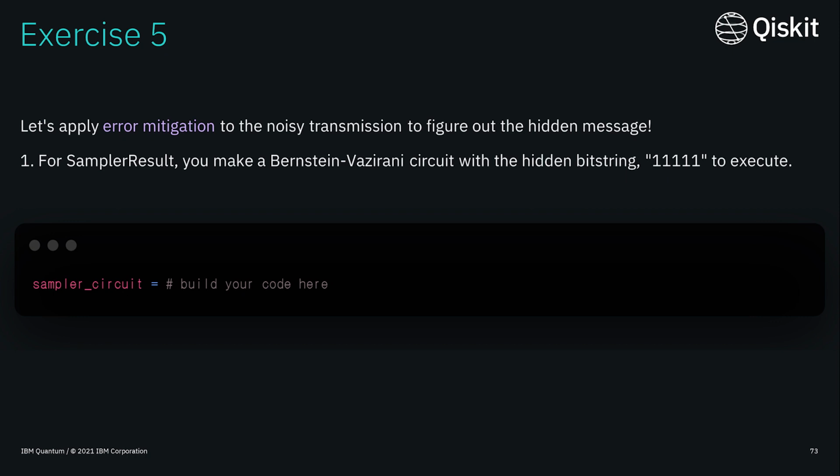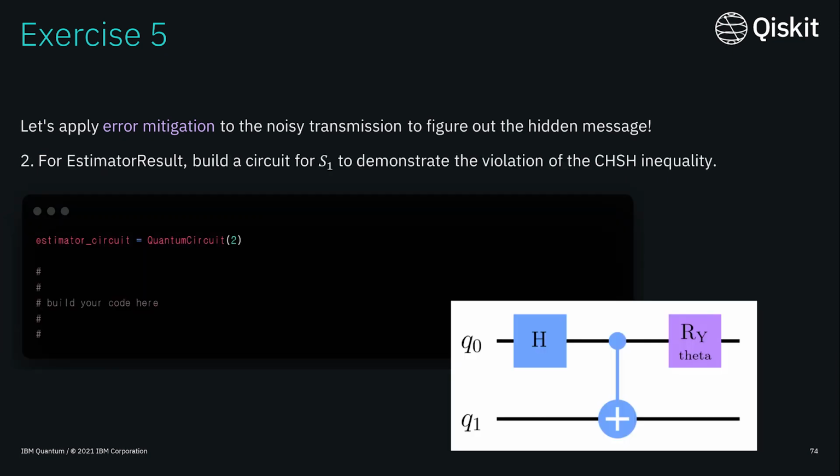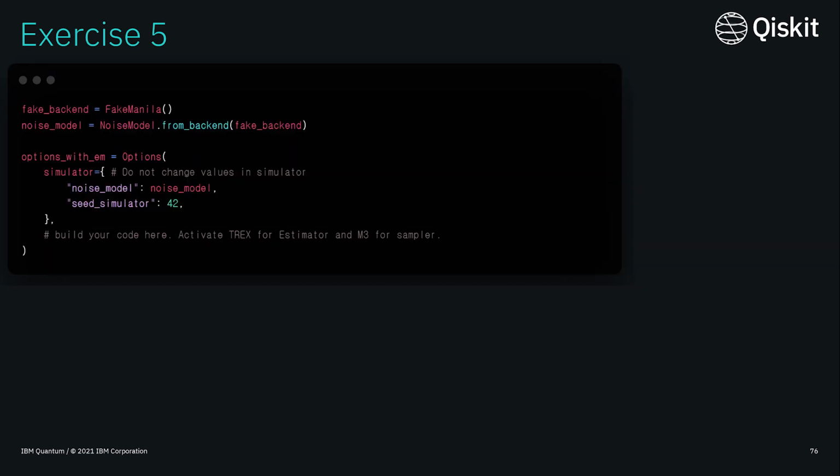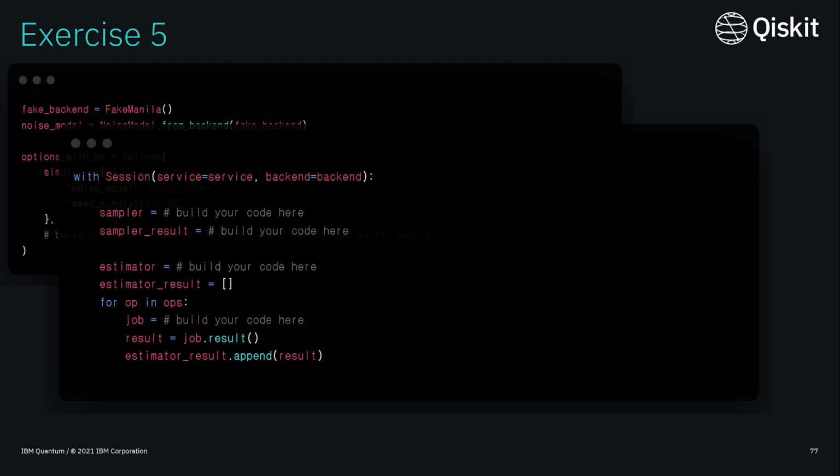In this section, we have to use an error mitigation method to run the circuit to find out what the hidden message is. First, you have to define the sampler circuit to run the Bernstein-Vazirani circuit with 1111 in the sampler. Then define the S1 circuit that violates the CHSH inequality for running on the Estimator. Next, you can define the expectation values for observables in the Estimator. And you can get the result from the sampler and Estimator by these two codes.